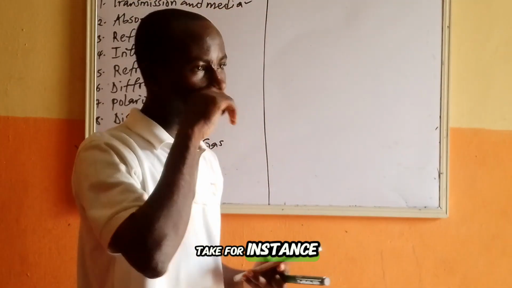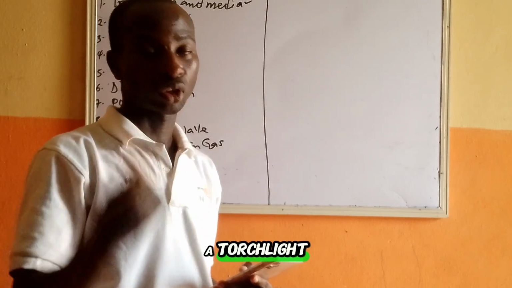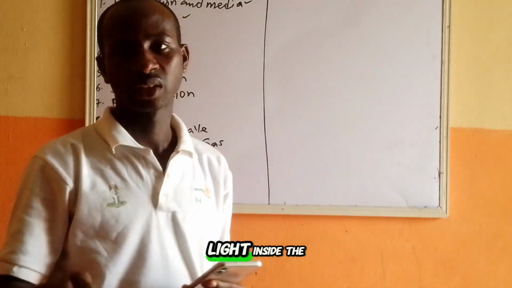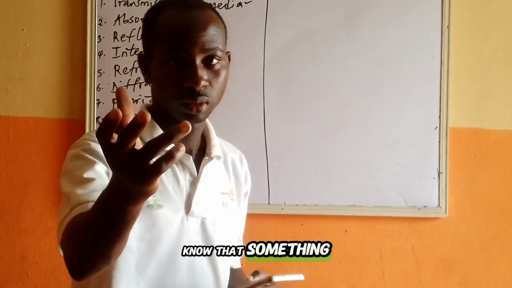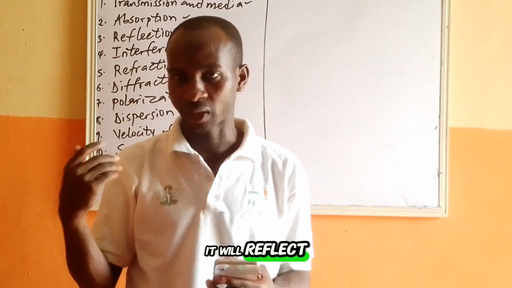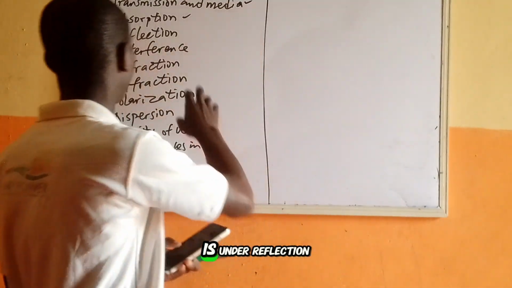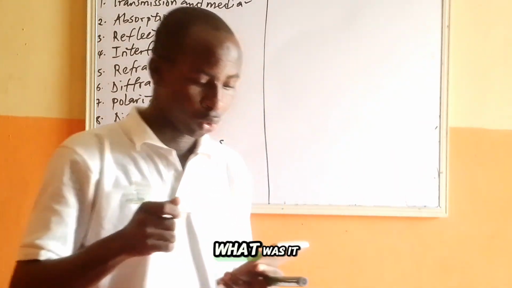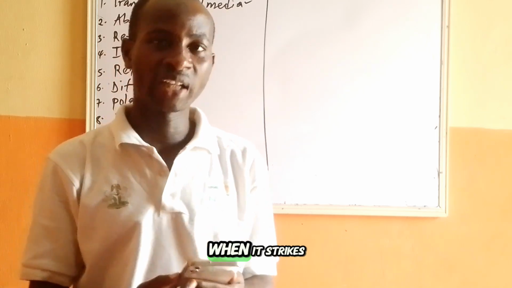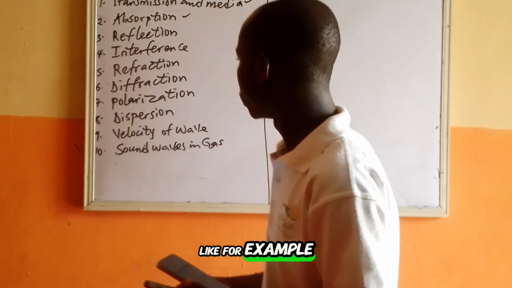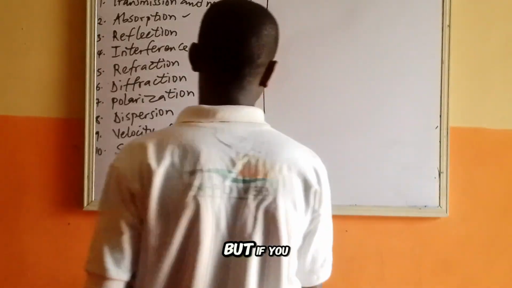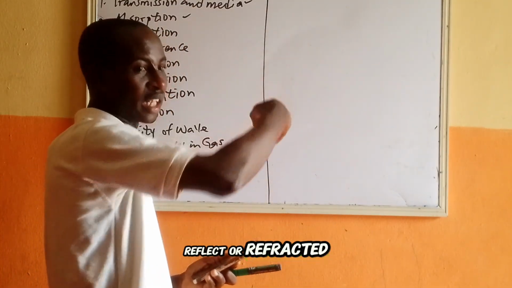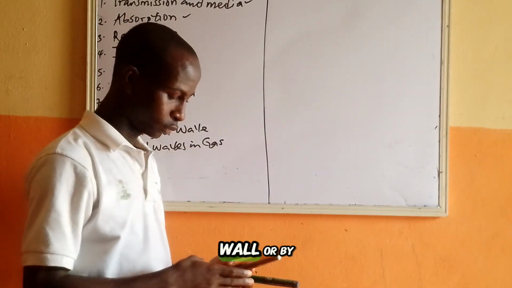Of course, take for instance, when we talk about absorption, you have a torchlight. If you switch on a torchlight and direct it at glass, you know that something will happen. It will be reflected or refracted. That is under reflection. But absorption is that when the wave strikes a wall, for example a white material, it will reflect. But if you have an opaque material, the wave will never go again. It will not reflect or refract at the back. So therefore, it will be absorbed by the wall or by that material.